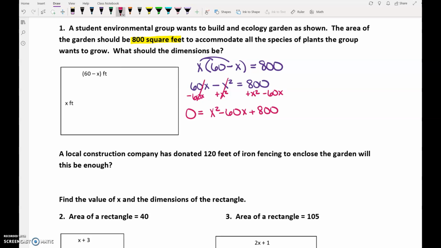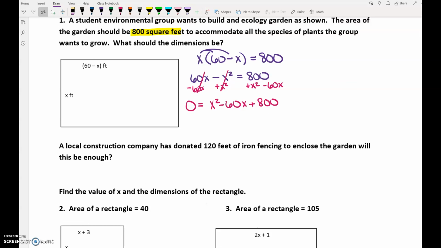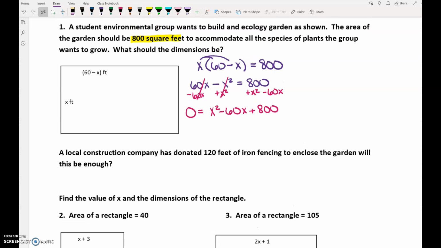Now on 2 and 3, I believe these are set up in a way so that you'll end up with something like x squared plus 3x equals 40. Then you definitely would just subtract 40 on both sides, keep your x squared positive. So wherever the x squared is, you just want it to be positive. Move things around so that your x squared is positive.